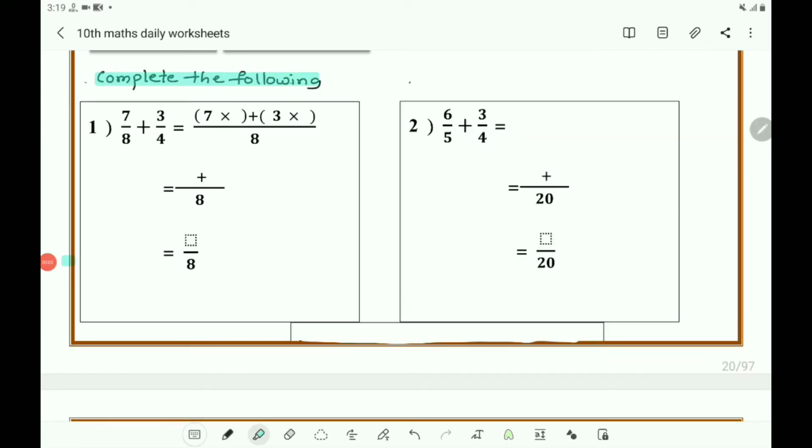Complete the following by observing the above example and also the steps followed in the addition of fractions. Here 7 by 8 plus 3 by 4 is there, and the LCM of 8 and 4. You know the method of finding the LCM. If you use the division method, you can find it. But one thing you can observe here: this 8 is in the table of 4. So 8 is a multiple of 4. In that case this 8 becomes the LCM.